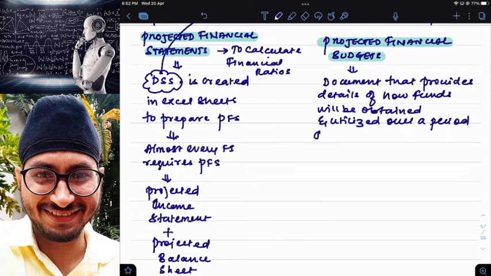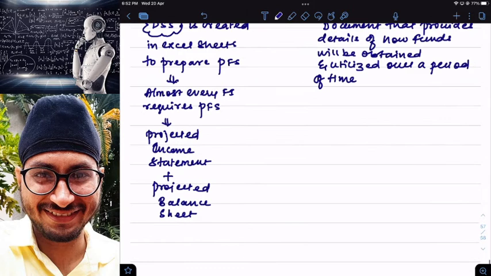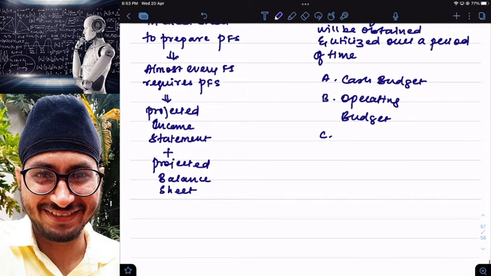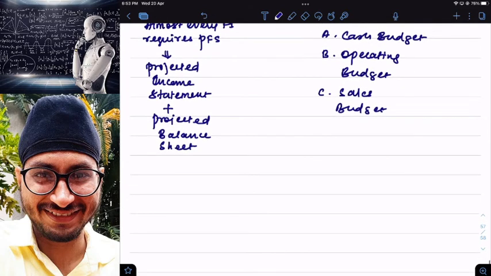Sir, some examples of budgets. We have cash budget. You might have studied under budgetary control, right? Capital budgeting, operating budget. Then we have sales budget. Then we have profit budget.